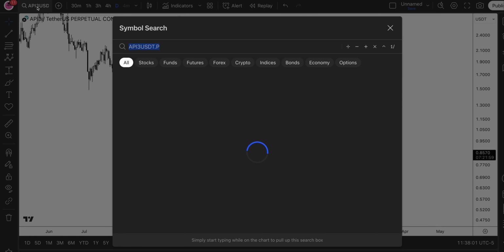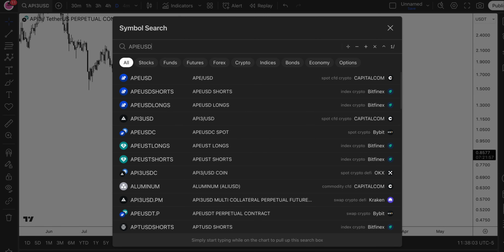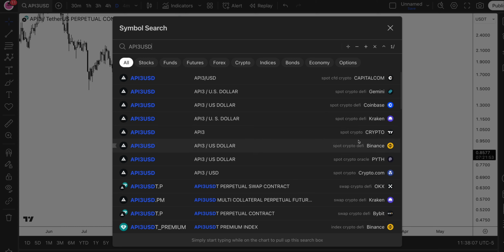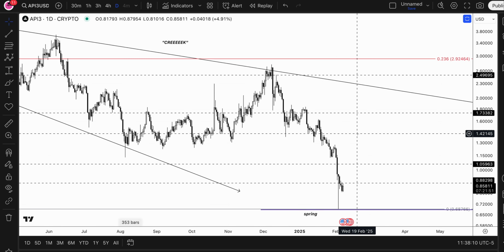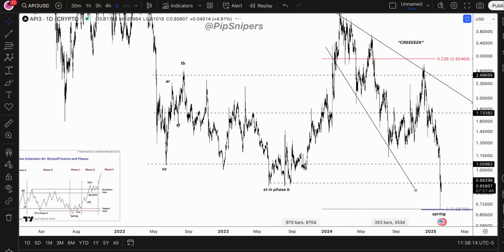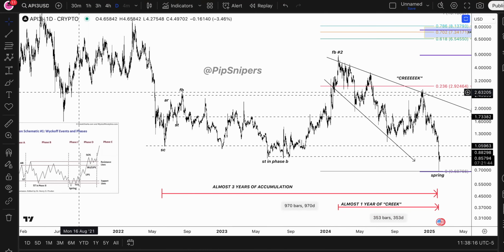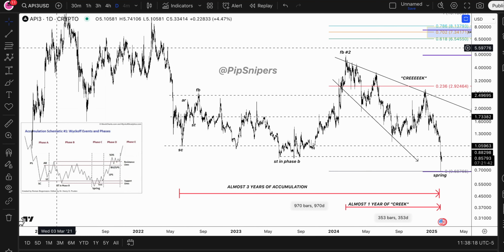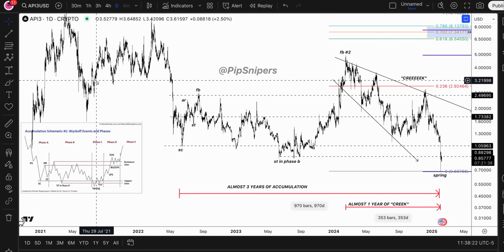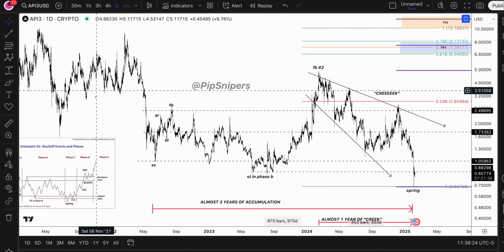In today's video, we're going to be taking a look at API3, and a lot of people have given up on this project, but I actually think that it's just the beginning, right? It's a fairly new project. It came out back in 2020, but it hasn't really seen a bull market yet.